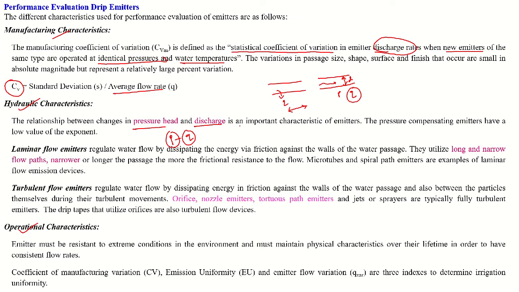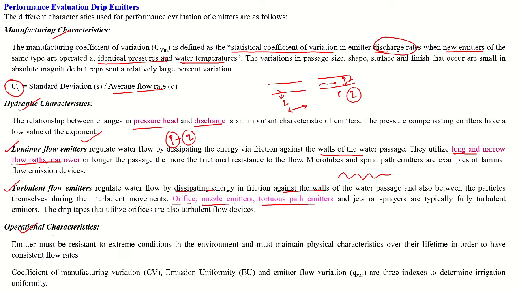Pressure compensating emitters have a low value of this exponent, and based on this pressure and discharge relation we can estimate whether the emitter is a laminar type emitter or a turbulent flow emitter. In the laminar flow emitter, energy dissipation takes place in the walls of the water passage, in long and narrow flow path emitters. Whereas in turbulent flow, the energy dissipation is against the walls and the flow is in a tortuous path, especially in orifice type emitters, nozzle type emitters or tortuous path emitters. The pressure exponent may vary. We will discuss it in the next slide.